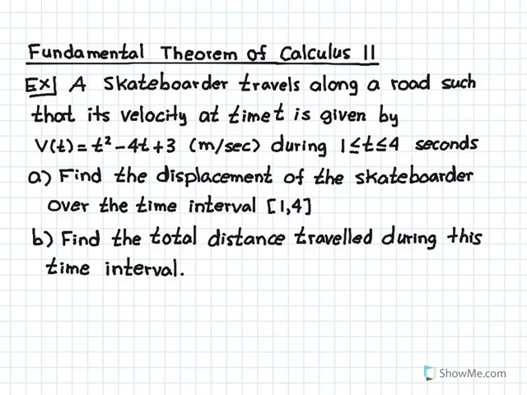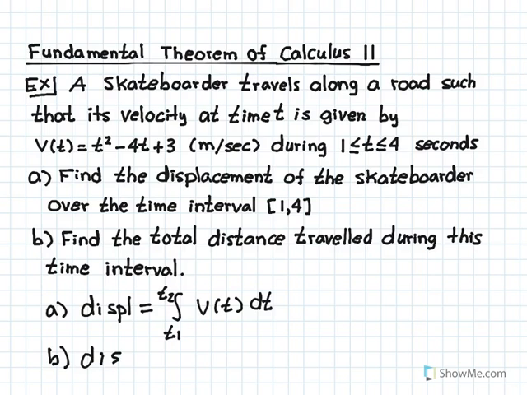Part A, find the displacement of the skateboarder over the time interval 1 to 4. Part B, find the total distance traveled during this time interval. For part A, we're going to need a displacement. The displacement is just going to be the definite integral from time t1 to time t2 of the velocity function. That gives us the displacement. For part B, we need the distance. The distance is going to be the integral from t1 to t2, but here's a key distinction. We have to use the absolute value of the velocity.